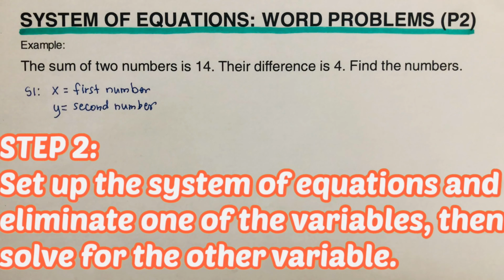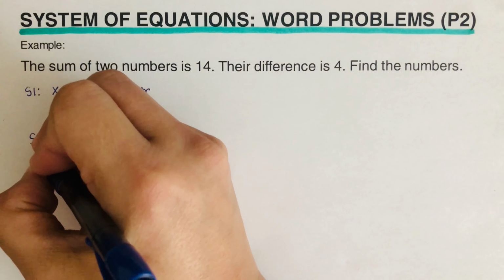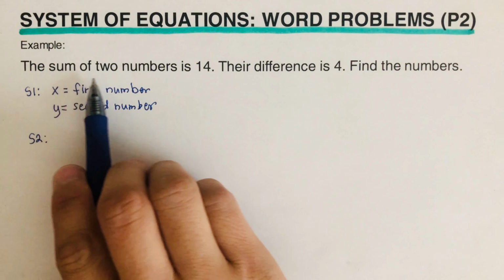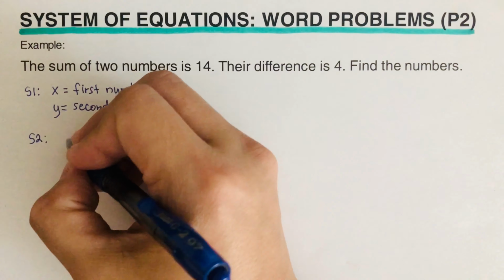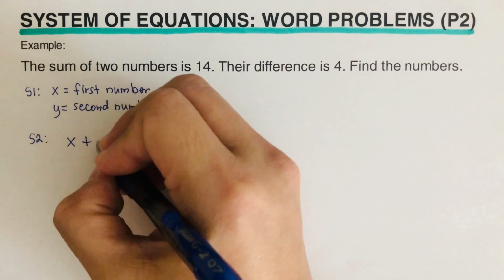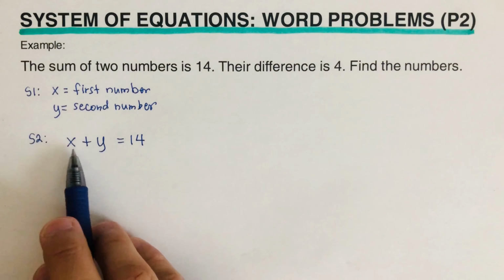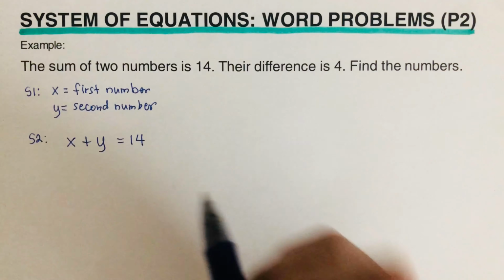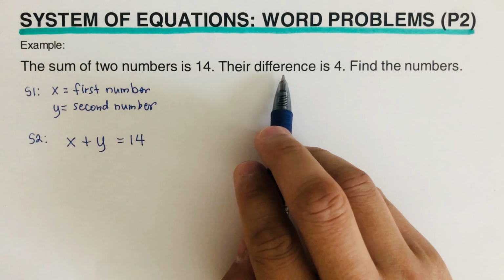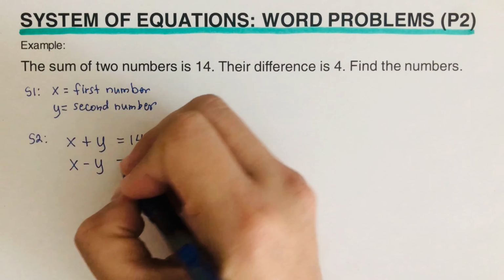The second step is to set up the system of equations and eliminate one of the variables, then solve for the other variable. So I'm just going to label this as step 2 right here. It says that the sum of two numbers is 14. Sum means it's addition. So I'm just going to add x plus y. So the first equation would be x plus y equals 14. Now, the other statement says that their difference is 4. Remember, difference is subtraction. So that would be x minus y is 4.